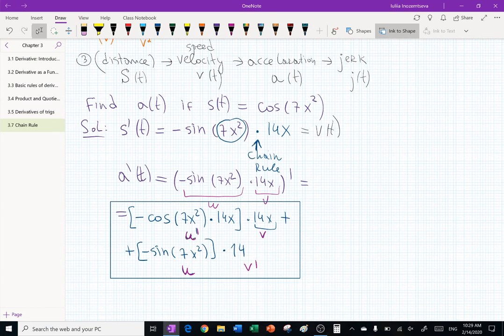Let me know if you have questions about this, but this is going to be our goal, to practice a lot: chain rule, product rule, quotient rule, exponential function, cosine, sine, logarithm.